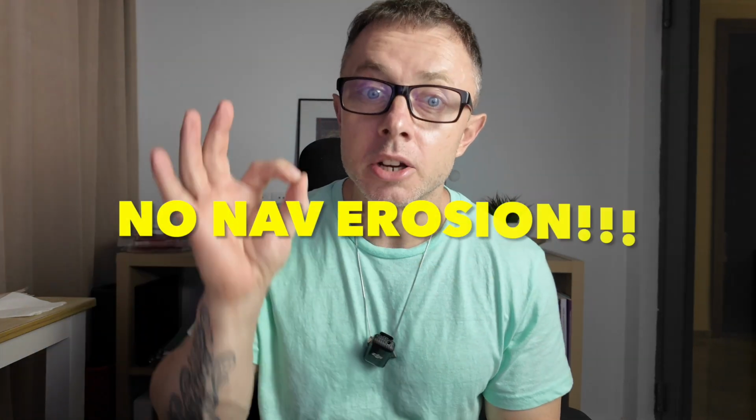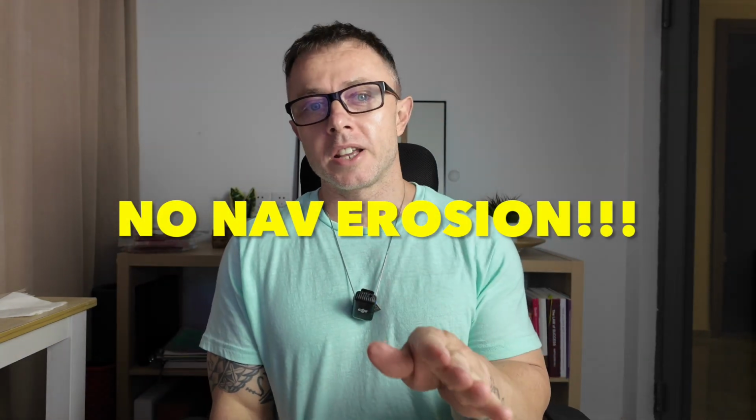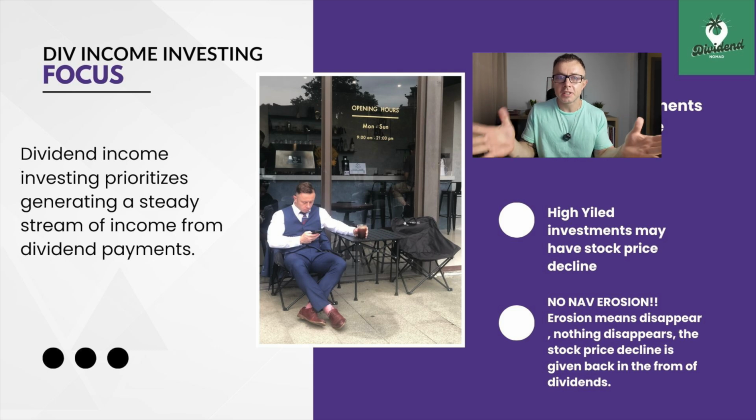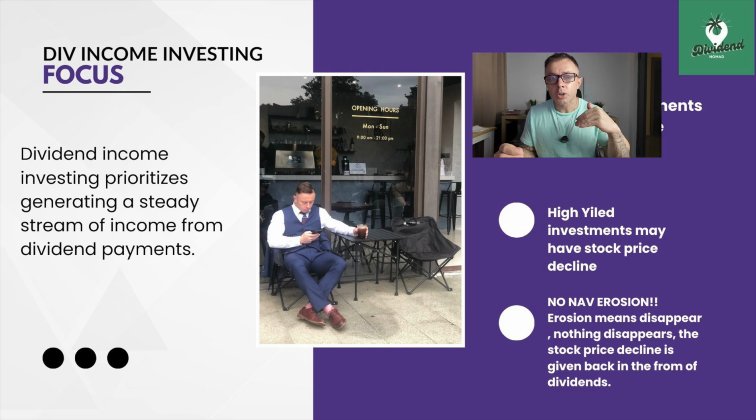Now, you see the last one, it says no NAV erosion. That's right, I said it. Everybody says NAV erosion, NAV erosion. The definition of erosion is to disappear. Nothing disappears. It's stock price decline, right? Because the price is going down. It's not going down because the stock is bad. It's going down because the yield is so freaking high. They're giving you all the money. It's not NAV erosion if nothing's disappearing.